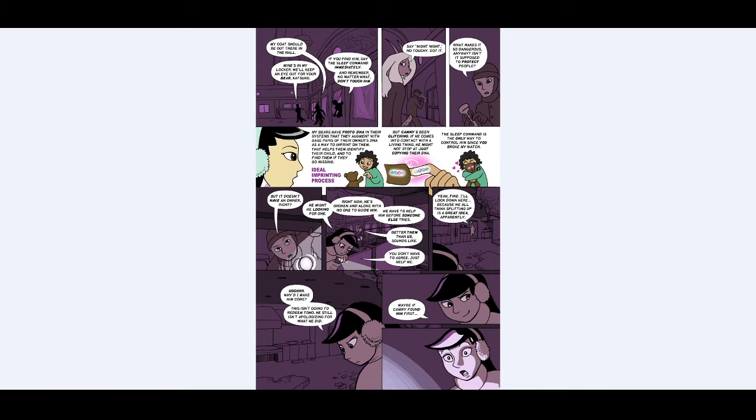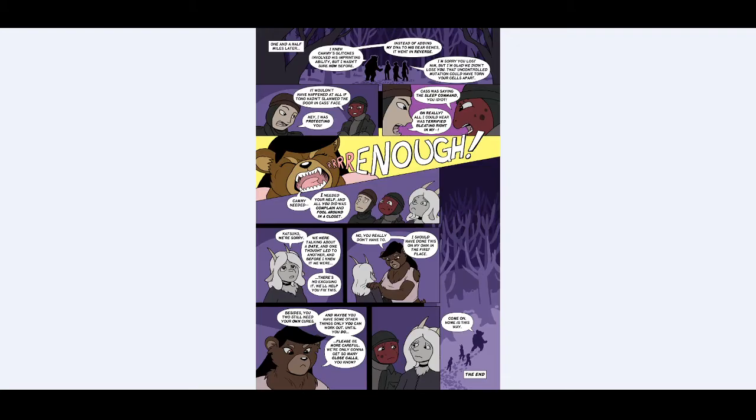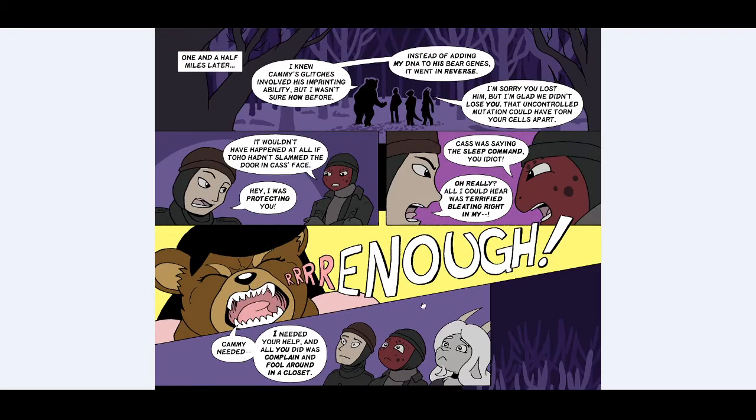And the idea of, well, this isn't ideally going to work properly because Cammy's malfunctioning. Now we see that the DNA transfer goes the opposite direction, and instead of the bear adopting DNA from the human, the human will adopt DNA from the teddy bear, and that's how that works.